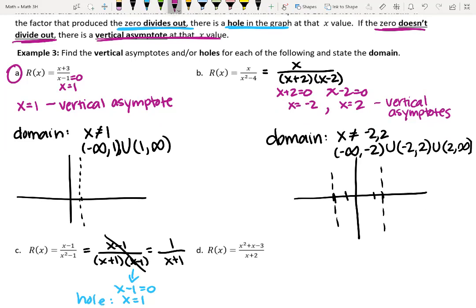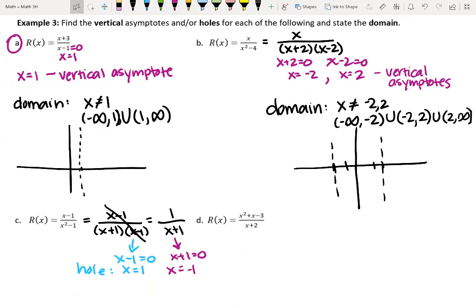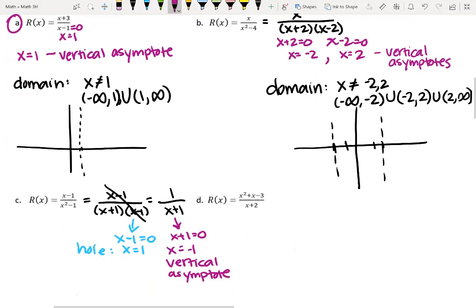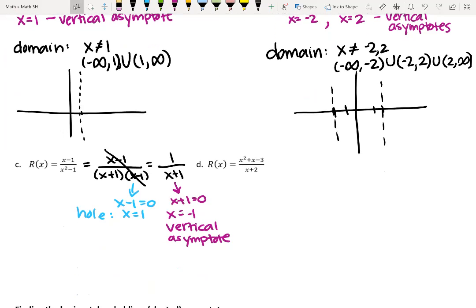Okay, so this is going to be a hole in the graph. The part that did not divide out, the x plus 1 in the denominator, that is going to give me x equals -1 as a vertical asymptote because it did not divide out. This one is a vertical asymptote. Okay, so as far as the domain goes, on my graph, I've got a vertical asymptote at -1, and then at +1, there's a hole in the graph.